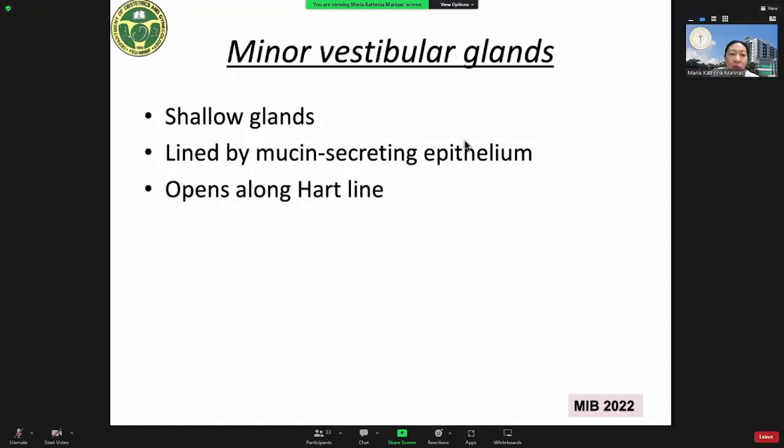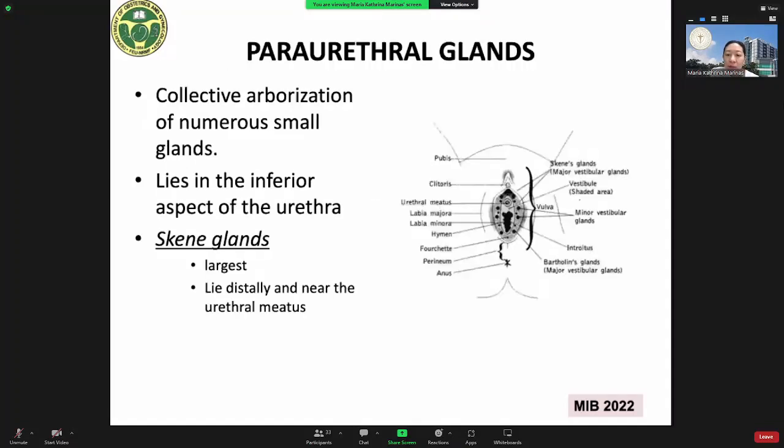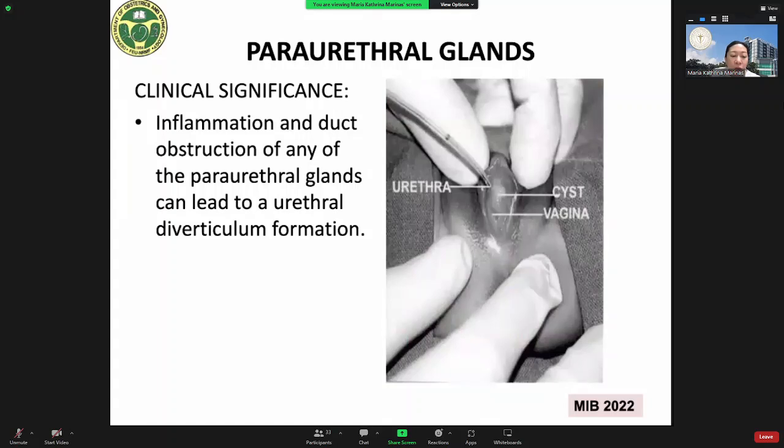Okay, so minor vestibular glands are shallow glands, and these are lined by mucin-secreting epithelium. Paraurethral glands open predominantly along the inferior aspect of the urethra. The Skene's glands are the largest, and they lie distally near the urethral meatus. Clinically, paraurethral glands could also be infected, similar to Bartholin's glands, and if obstructed, they can lead to urethral diverticulum formation.